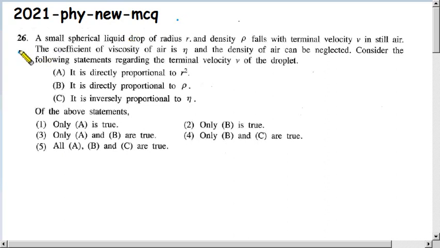Children, today I am going to discuss question number 26 from the MCQ part of the 2021 Physics New Syllabus paper. A small spherical liquid drop of radius r and density rho falls with terminal velocity v in still air. The coefficient of viscosity of air is eta and the density of air can be neglected. Consider the following statements regarding the terminal velocity v of the droplet.